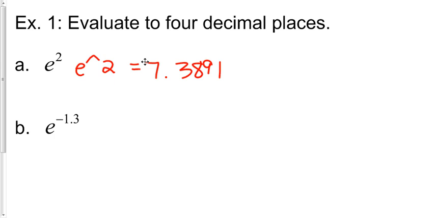In part B, we're going to take e to the negative 1.3 power. So e to the power of negative 1.3. And we get 0.2725 to 4 decimal places.